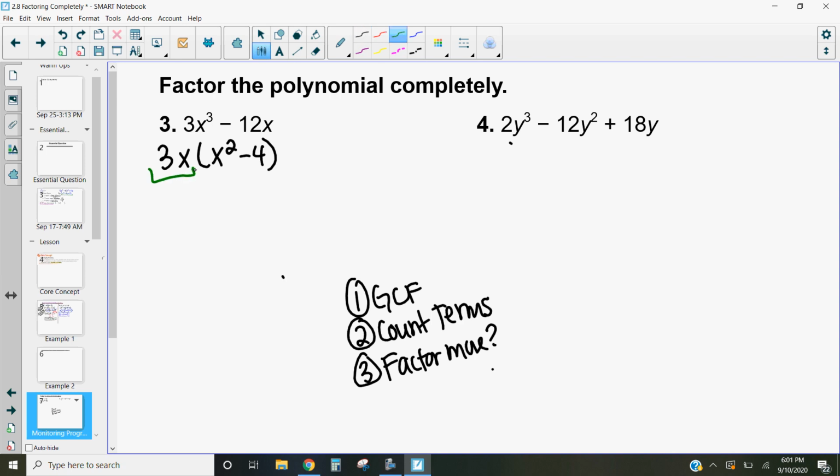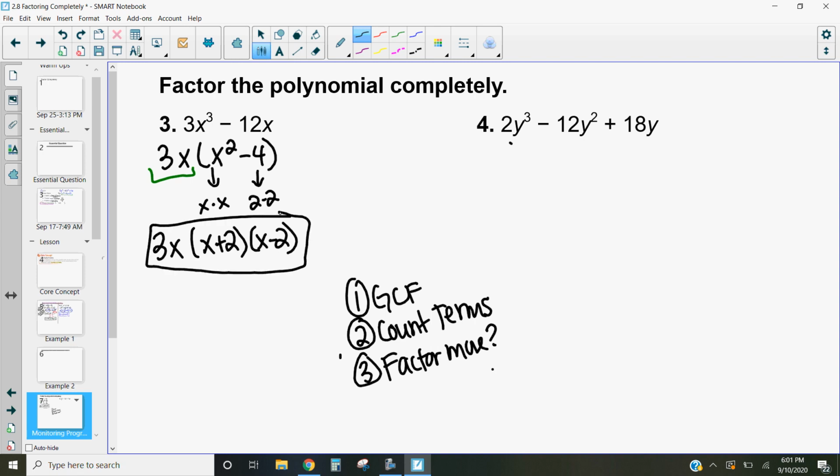But this next term, I have 2 terms here, and what can I do with 2 terms? Well, that looks like it follows my special product property. And so what that's going to do is I end up with 3x times x plus 2 times x minus 2. Now notice how the degree on these are 1. If my degree is 1, then it's as simplified as it's going to get. And that is factored out all the way.